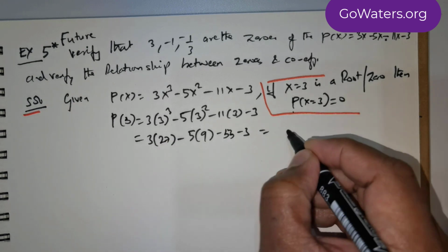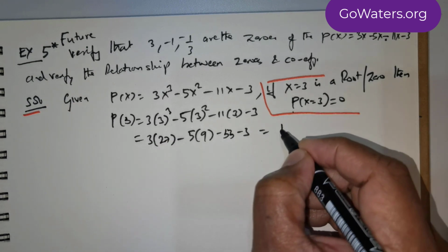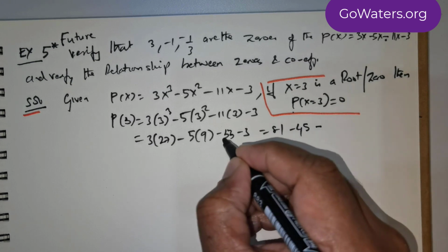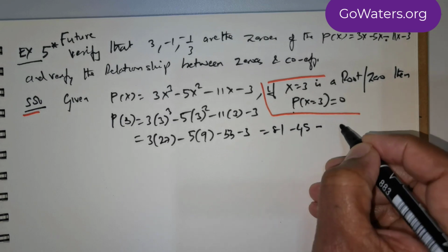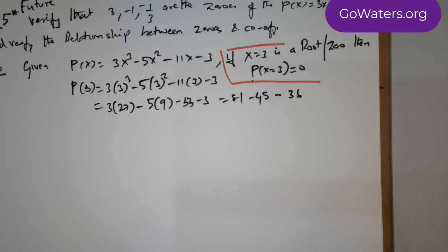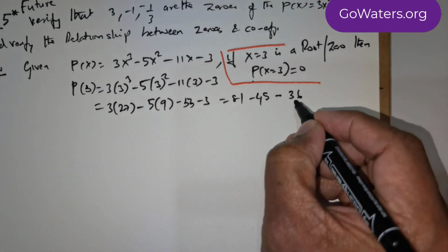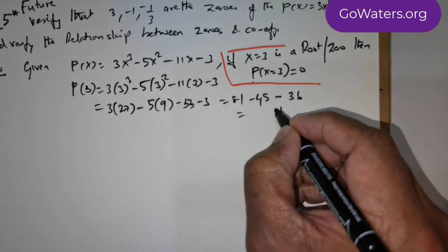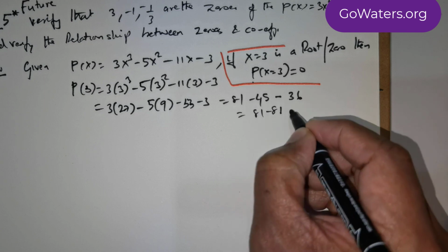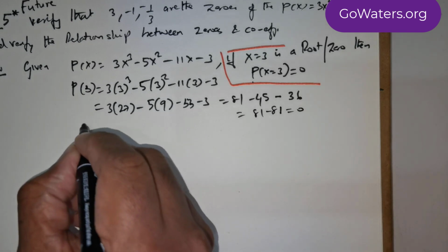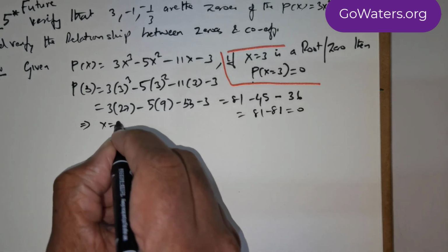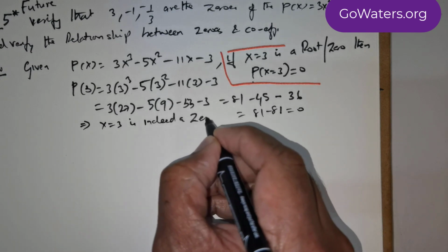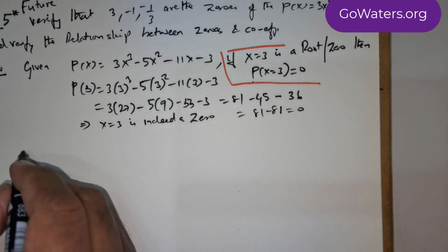Now this is equal to 7 3s are 21, 2, 3 2s are 6, 7, 8, negative 45, negative 33, negative 3. That's going to be negative 36. Now 45 added with 36, what is that? That's going to be 81 with a negative sign and 81. This is equal to 0. So this means x is equal to 3 is indeed a zero. You can just state it.